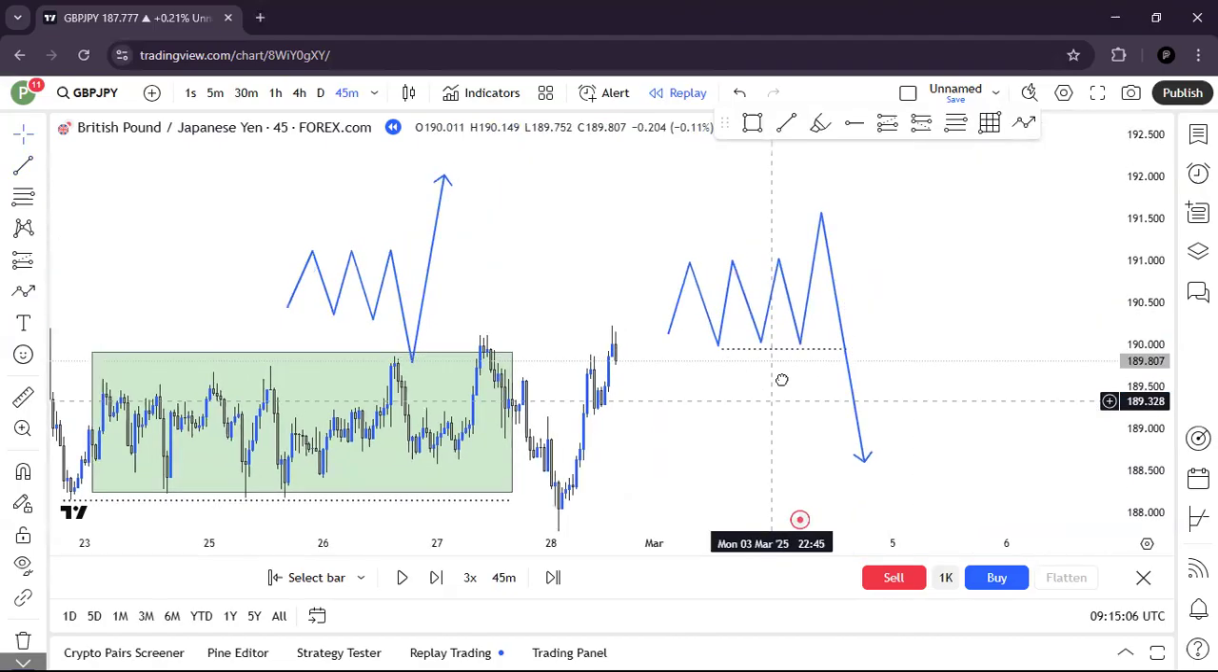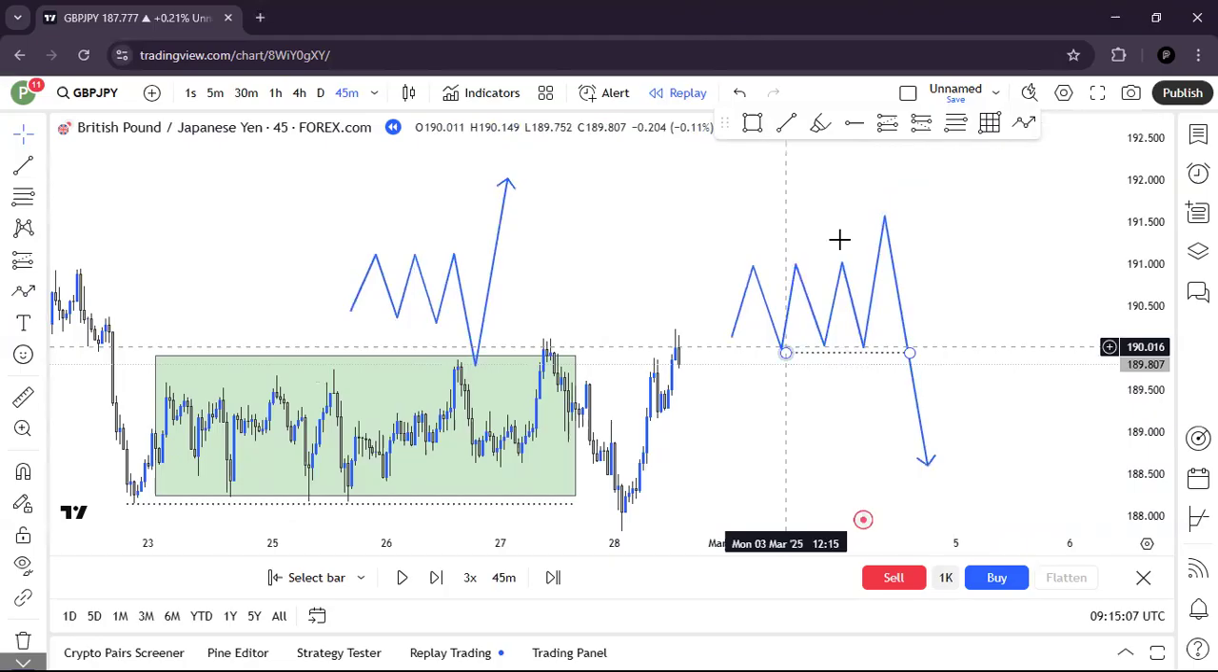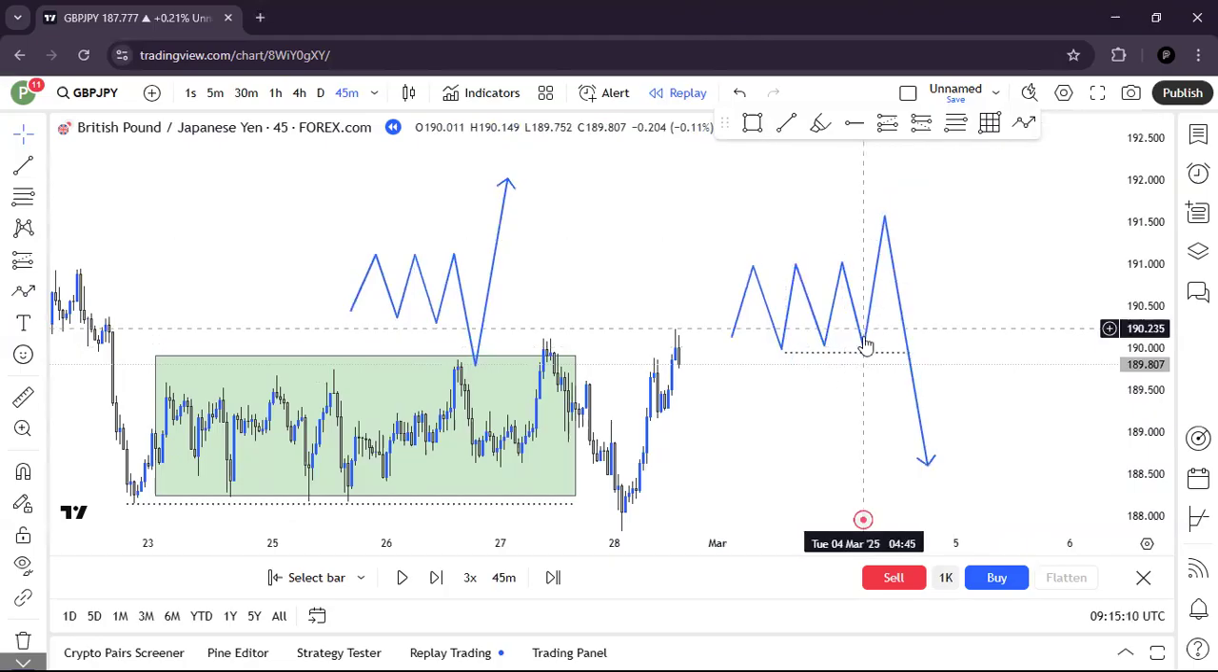So you see that either way, nobody will be in the market. The buyers will not be in the market. The sellers will not be in the market because both of them, their stop loss will be hit.